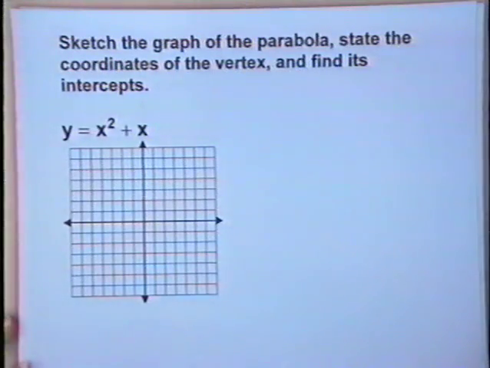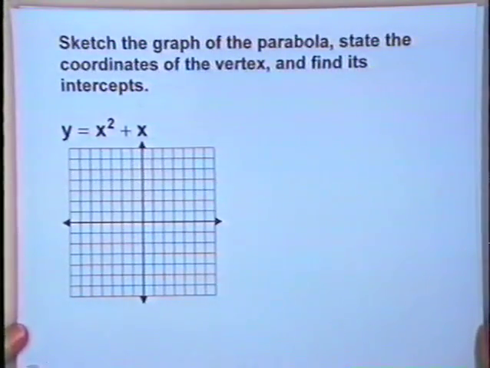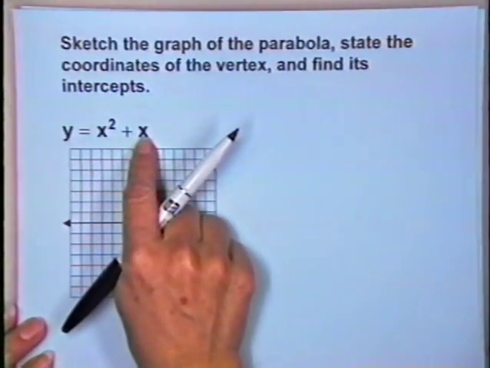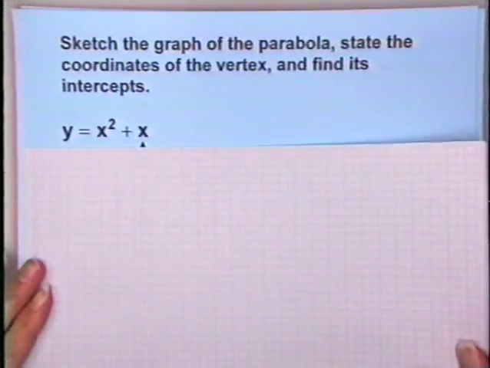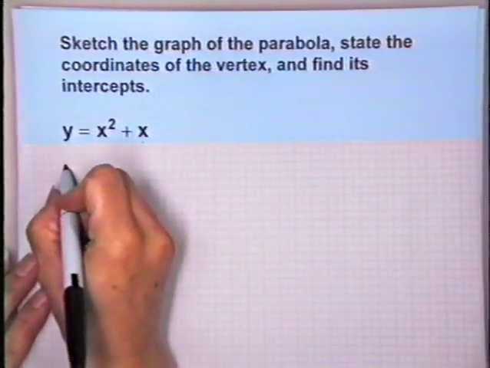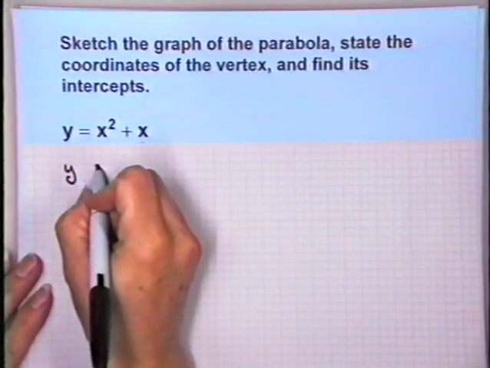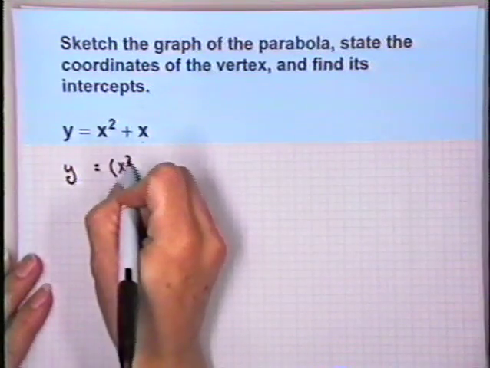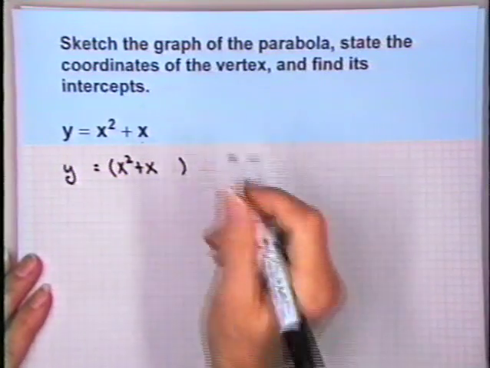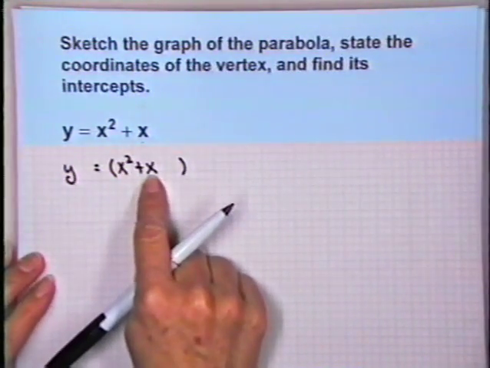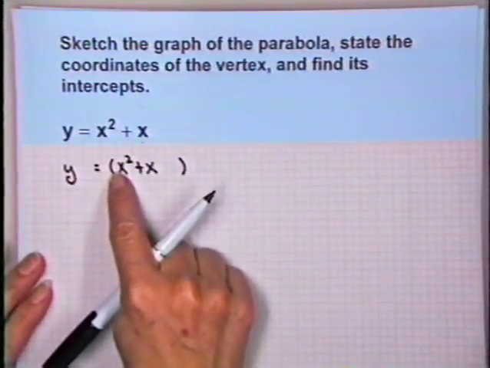Sketch the graph of the parabola, state the coordinates of the vertex, and find the intercepts. Now, notice again, this does have our x to the first power. So we are going to need to complete the square, aren't we? Well, let's see. I'm going to proceed by grouping x squared and x like we've done before. Notice there's no constant. All I have is x squared plus x. This already has a 1 in front of it, so I'm ready to complete the square.